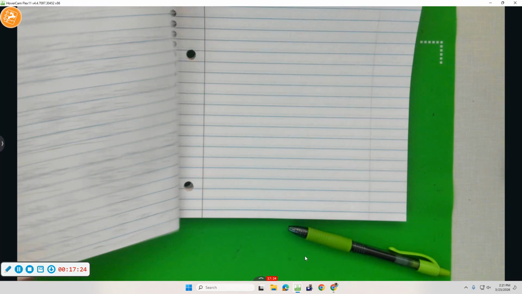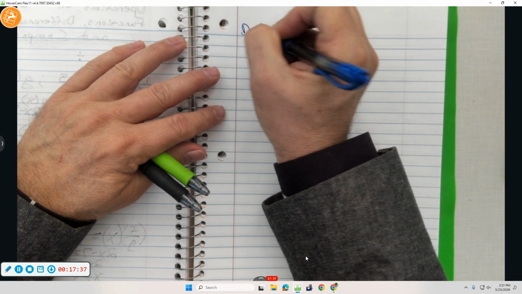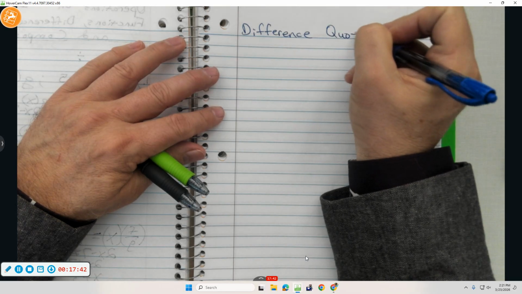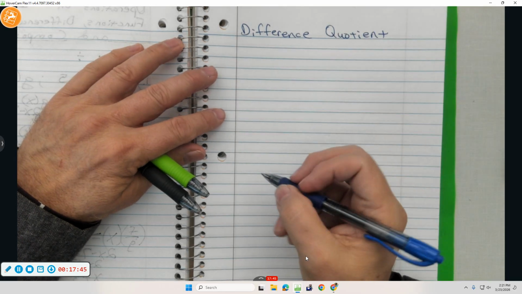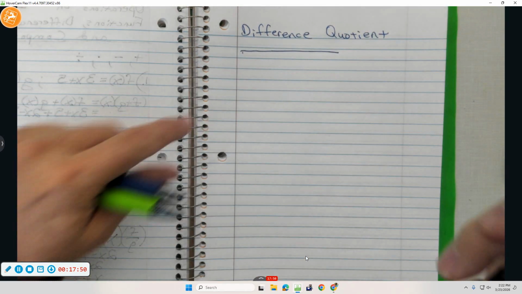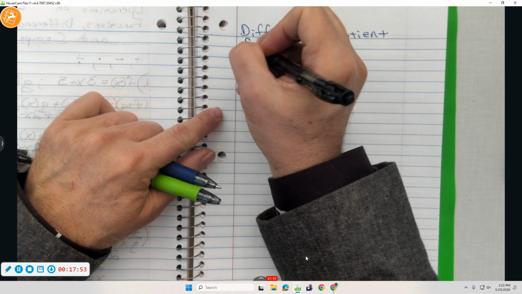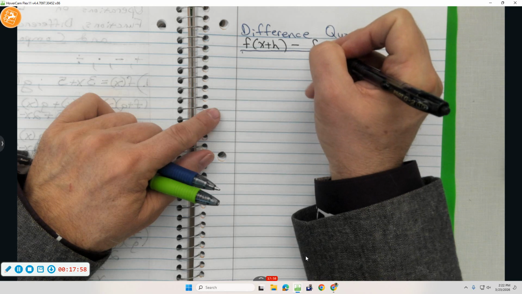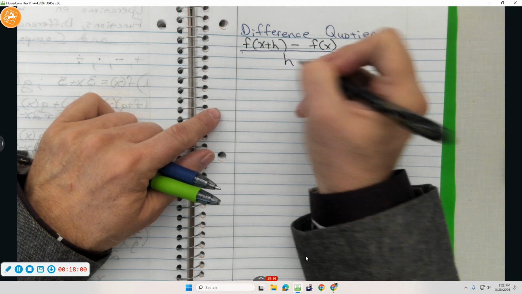Okay, number 2. An important quotient in calculus is the difference quotient. It's part of the definition of derivative if you've taken a calculus class. The difference quotient, it's a fraction, hence the word quotient. It's defined to be f evaluated at x plus h minus the original function all divided by h.